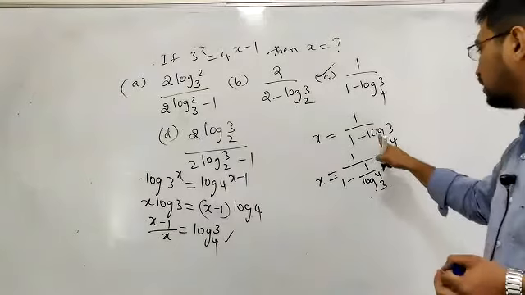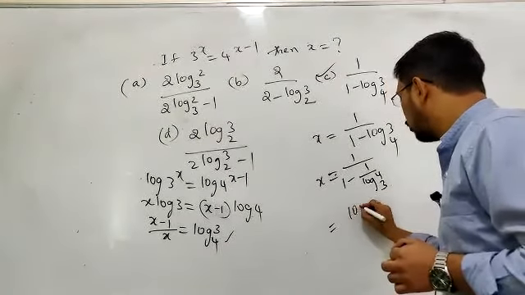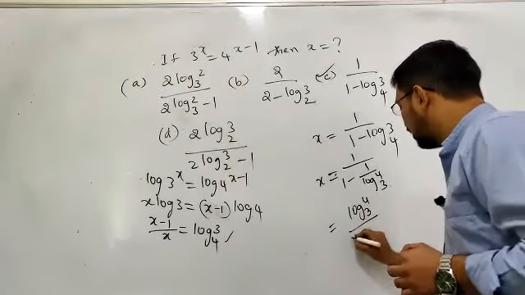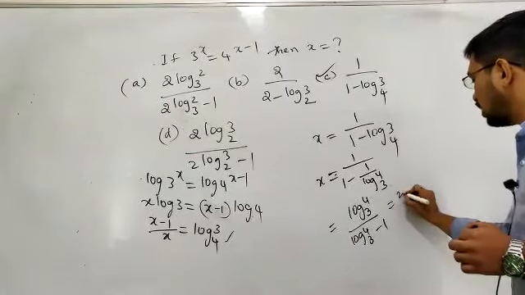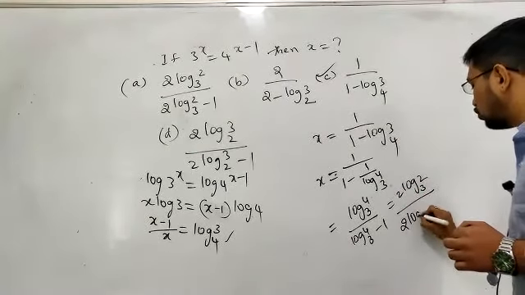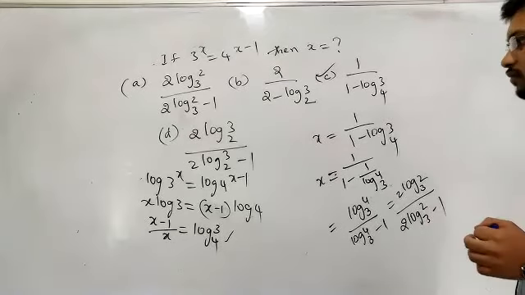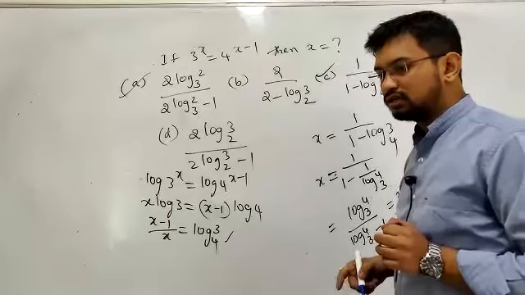To create base 3, I wrote 1 by log 4 to the base 3. So take LCM: log 4 to the base 3 by log 4 to the base 3 minus 1. So this is 2 log 2 to the base 3 by 2 log 2 to the base 3 minus 1. Right? There is an option here. Done.